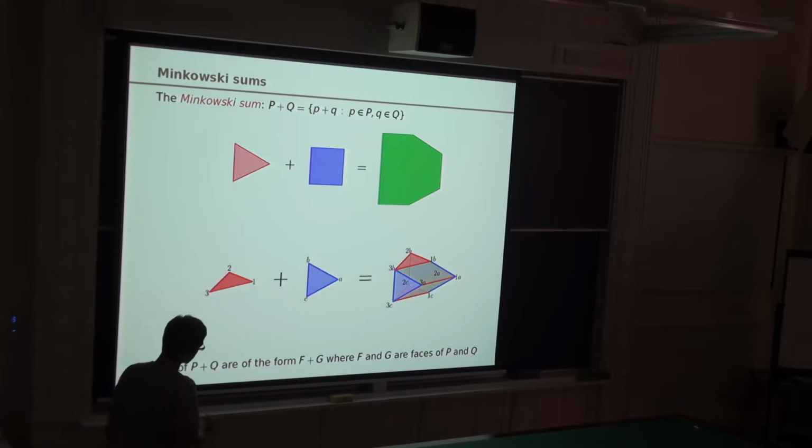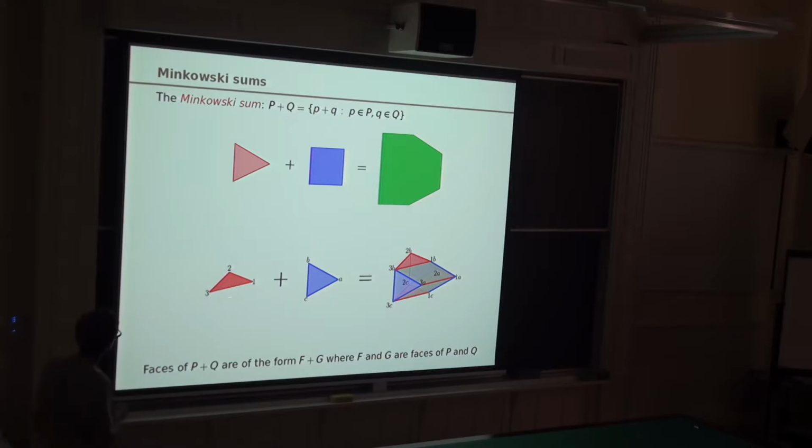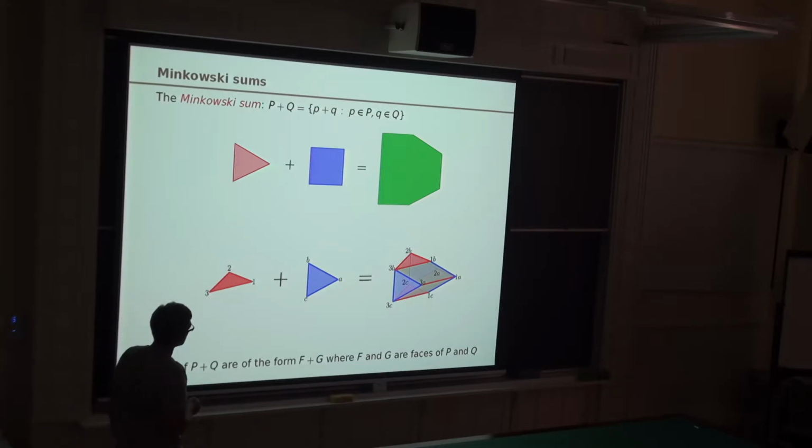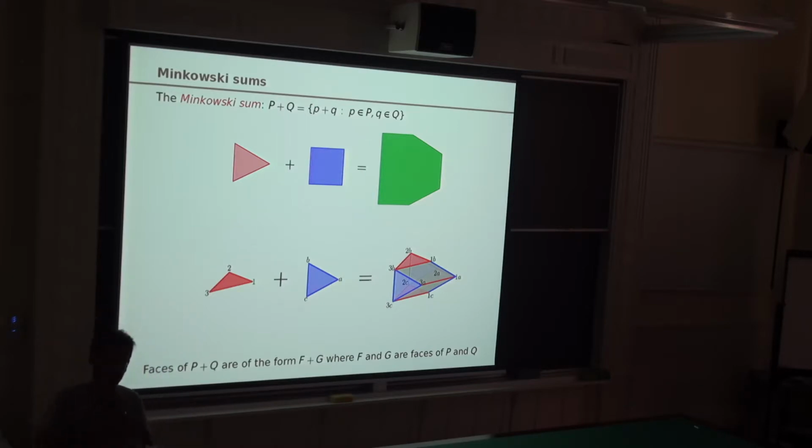So for example, here, this face is the complete triangle times 3, right? So it's 3b, 3a, 3c. And then, for example, this face here is the sum of this edge here with this edge here. So each face of the Minkowski sum is a sum of one face of each of the two polytopes. Okay? Could be the complete polytope. And of course, not every pair of faces gives rise to a face of the Minkowski sum.